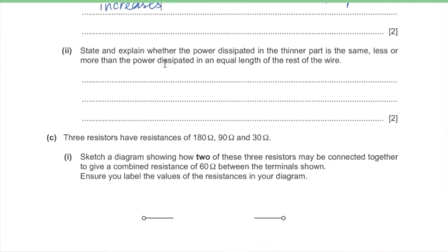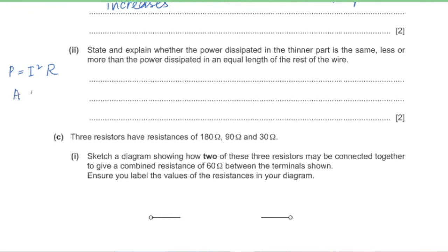Part 2, state and explain whether the power dissipated in the thinner part is the same, less or more than the power dissipated in an equal length of the rest of the wire. So power dissipation has a formula I square R, and according to the formula I is equal to NAVE. Area is inversely proportional to resistance. A thinner part means that area decreases and resistance would increase, and when resistance increases, power dissipated would increase too.